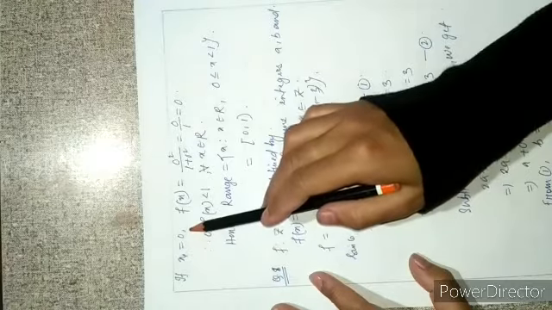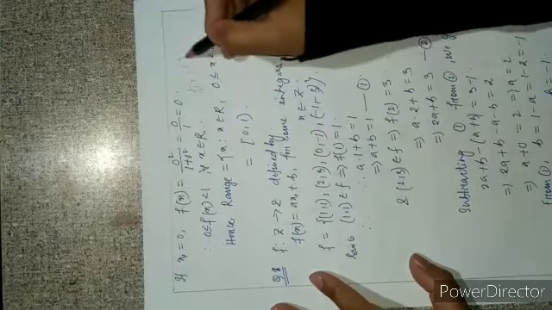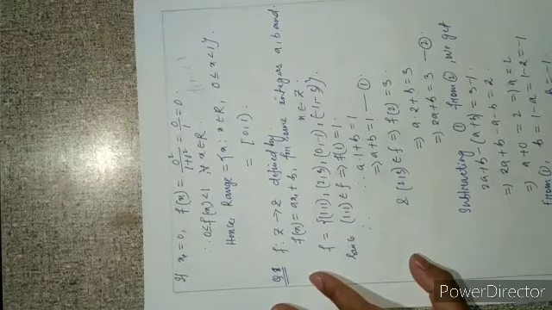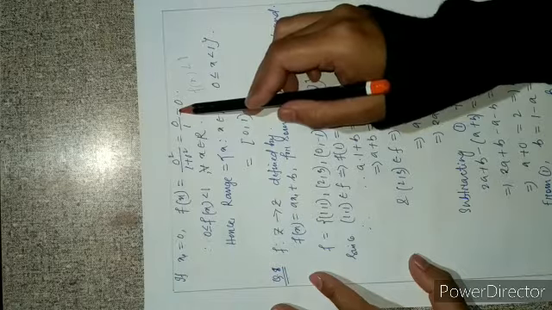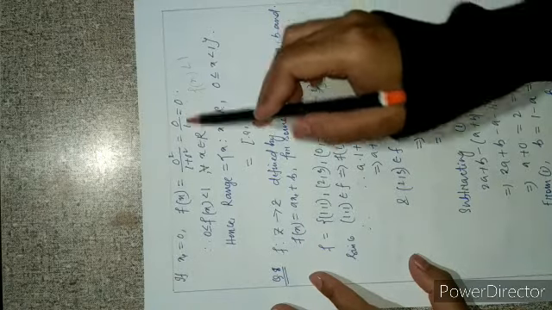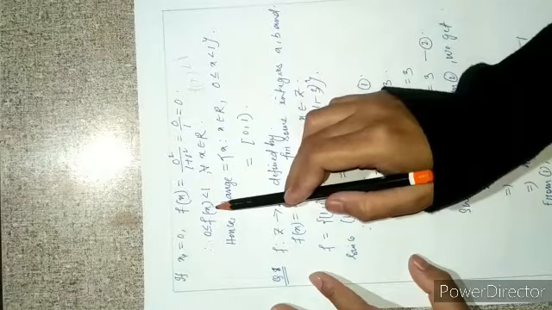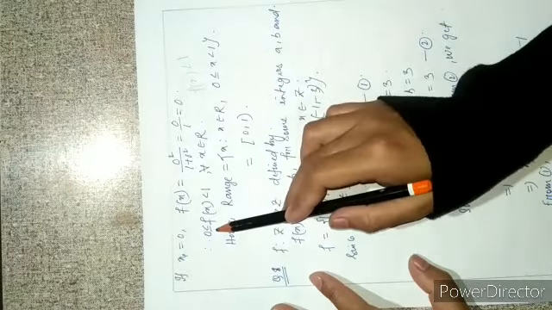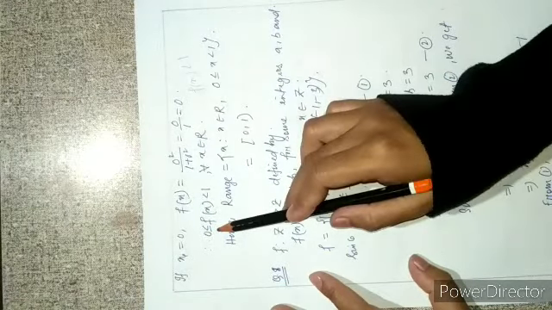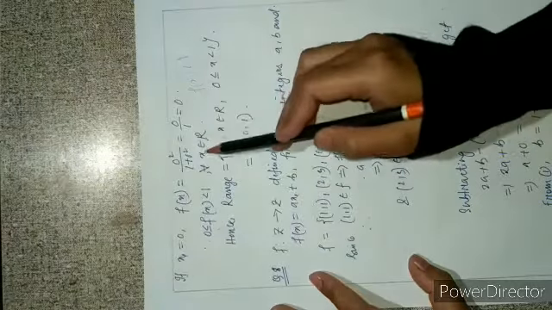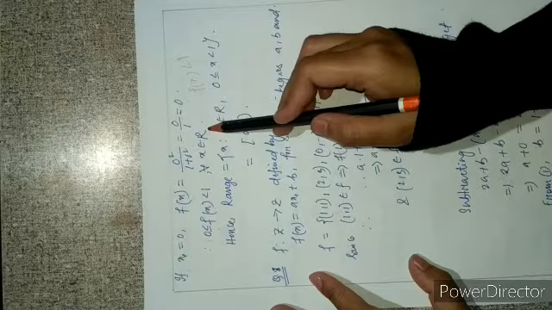For any real number x, f(x) is always greater than or equal to 0 and less than 1. By combining these two results, f(x) is bounded above by 1 and bounded below by 0, for all x belongs to R, whether x is positive or negative.